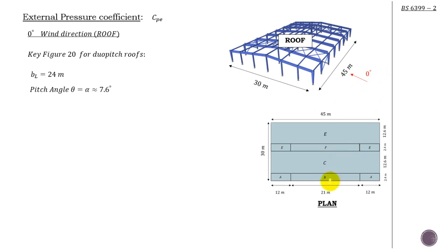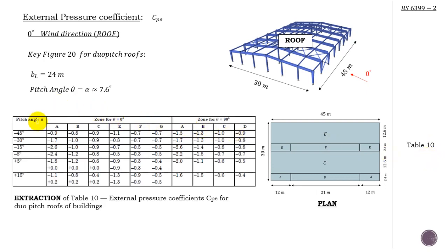Now I need to get to table 10 of the code. For each angle here, you have a corresponding external pressure coefficient for the roof. We divided the roof into areas A, B, C, E, F, G for the 0 degree, and A, B, C, and D for the 90 degree wind direction. We need to pick up the pitch angle alpha. Ours is 7.6, somewhere in between, which means we have to interpolate.